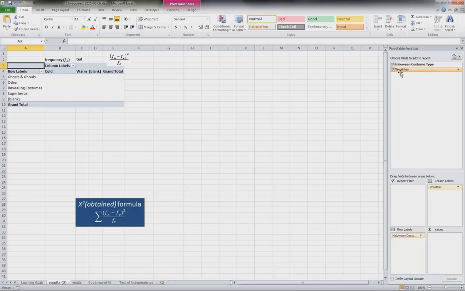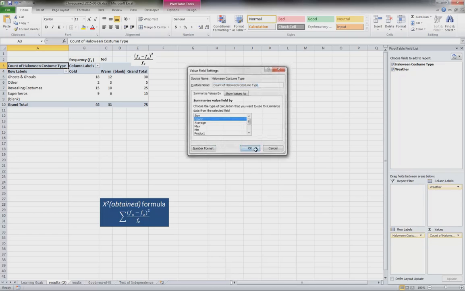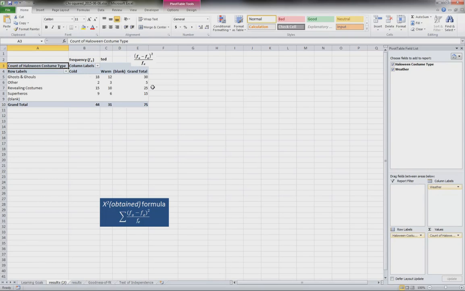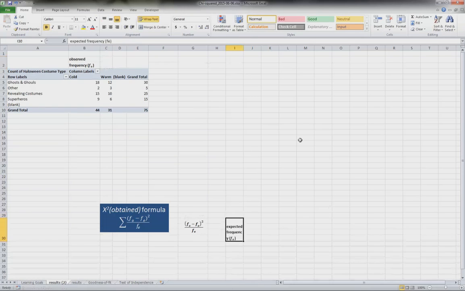Then we can take either one of these variables and bring it down into the value section. And again, we want to make sure that our value field settings are set to count, right? And this will give us the frequencies across both of these variables. The cool thing about this is we can see that there are 18 people who wore a Ghosts and Ghouls costume in cold weather, whereas there were only 12 in warm weather. And it gives our grand total for each. I'm going to move this out of the way and bring it down here for now.